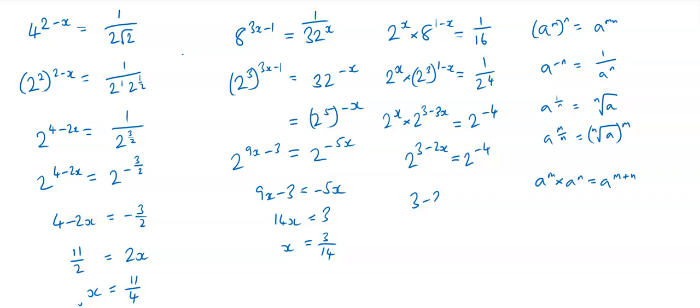Now we can say 3 minus 2x equals minus 4. Add the 2x, add the 4. x equals 7 over 2.